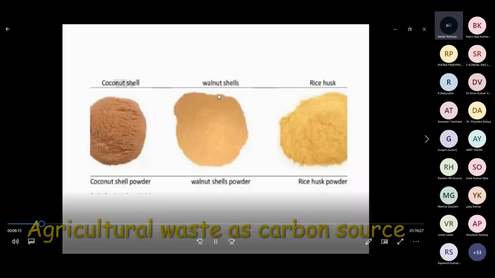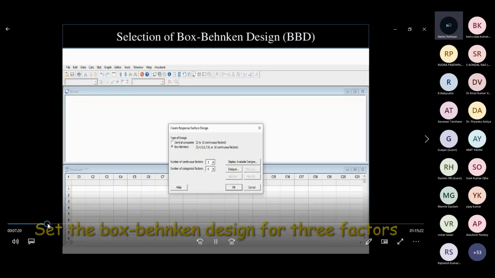To start with, first you have to prepare your waste in powder form as I explained. You will chop it, dry it, and then grind it. This is coconut shell powder, this is walnut shell powder, and this is rice husk powder. All these can be used. So coming to the design, how to work.